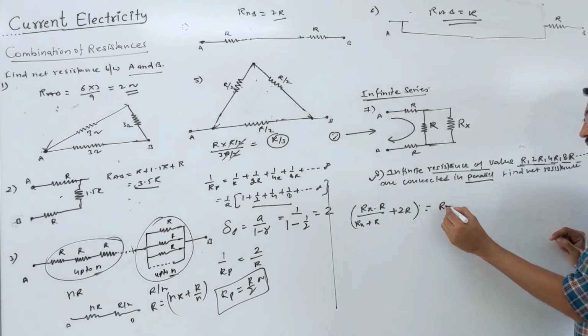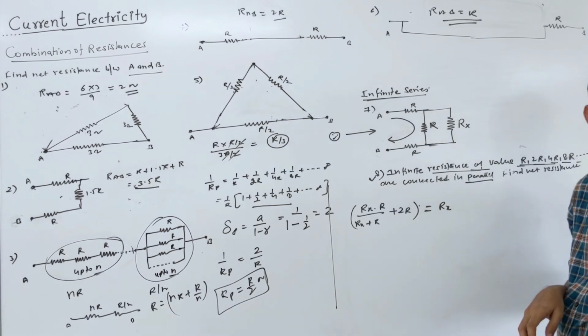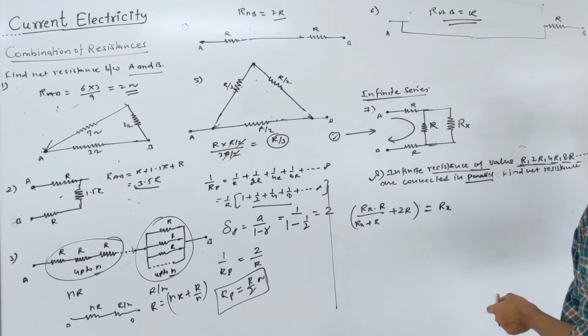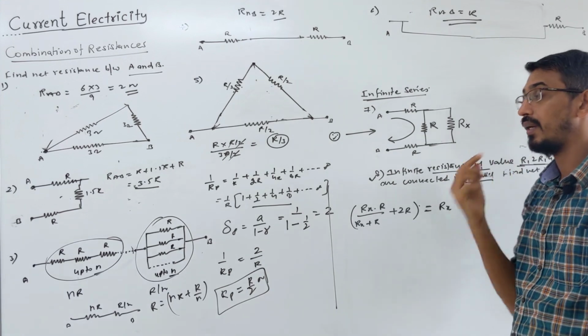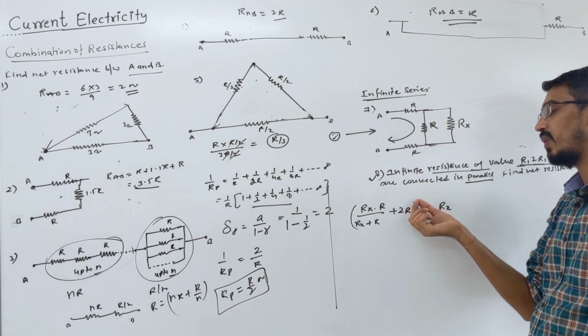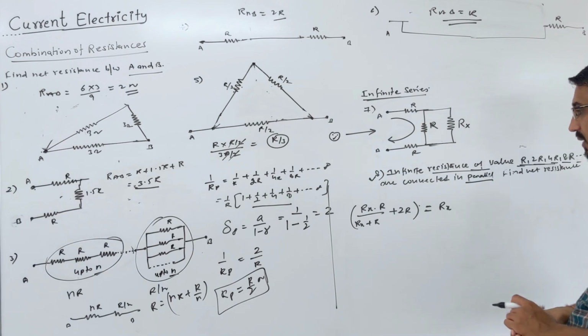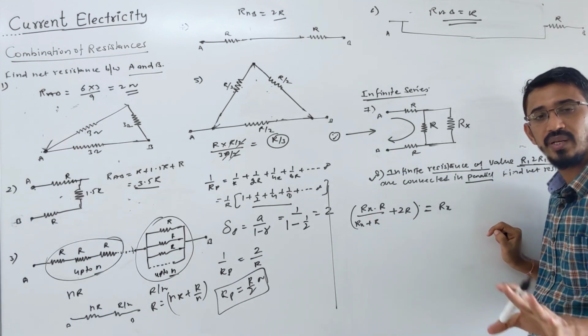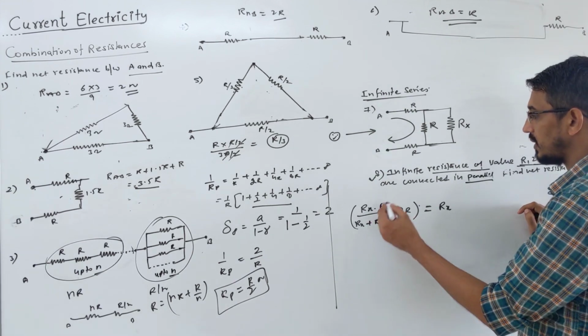Now this is complete, and it is equal to Rx only. Rx was the sum of this infinite number of resistances, then I'm adding these 2-3, so it equals Rx only, because it will not affect your answer. Now you have to simplify this. Here you always get a quadratic equation. Okay, so let's simplify this.